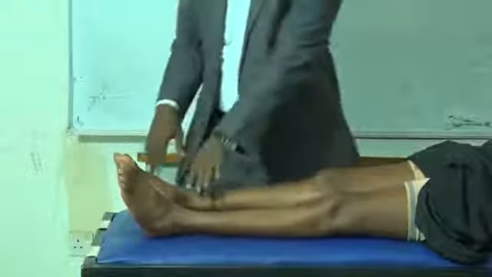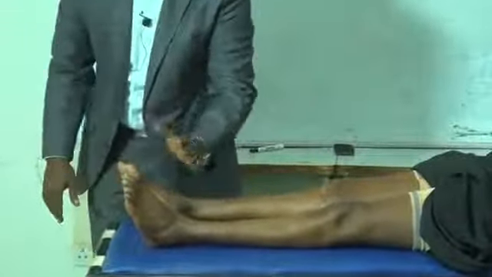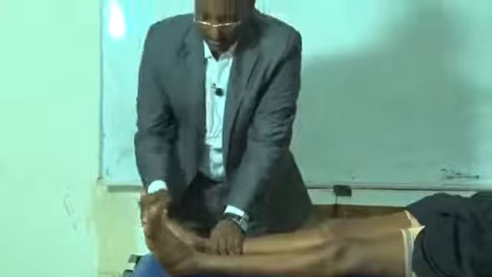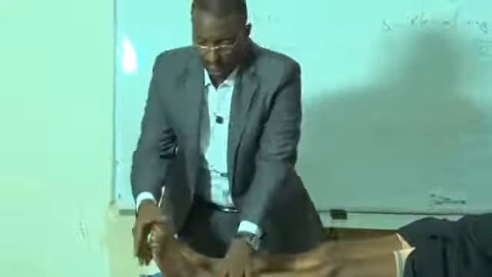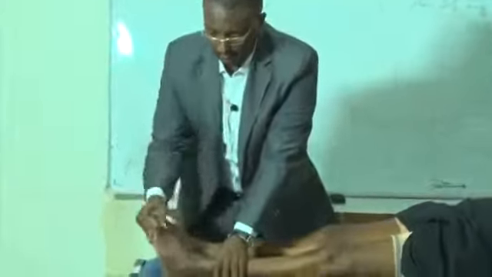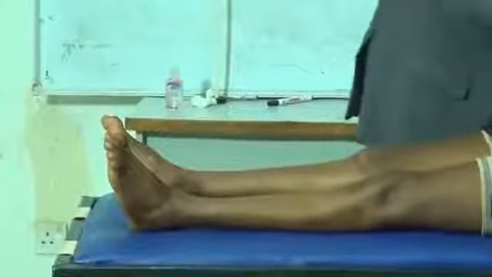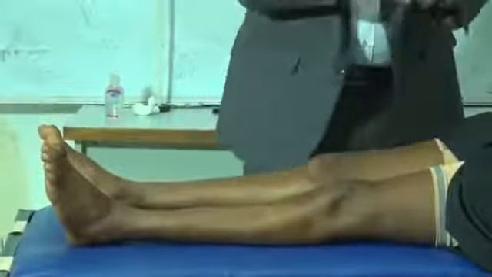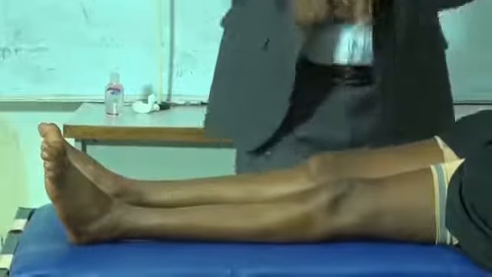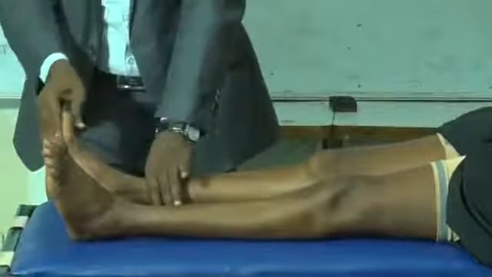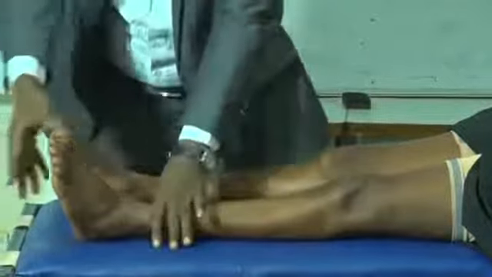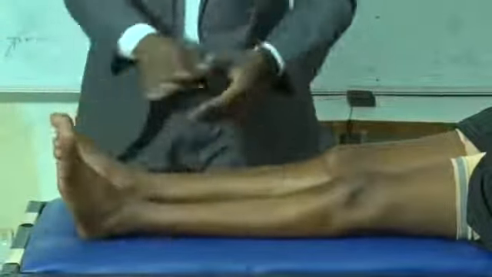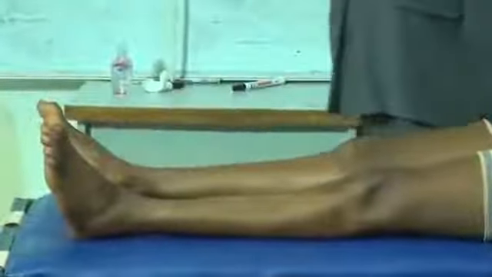Then I will come to the tone around the ankle by movement of the ankle like this only. Then I finish: tone around the hip, tone around the knee 3, flexion extension, rolling and lifting, then around the ankle by this movement. Then I will come to power.